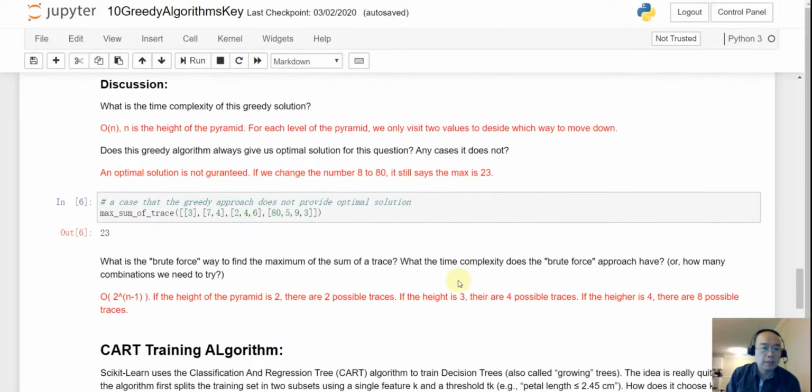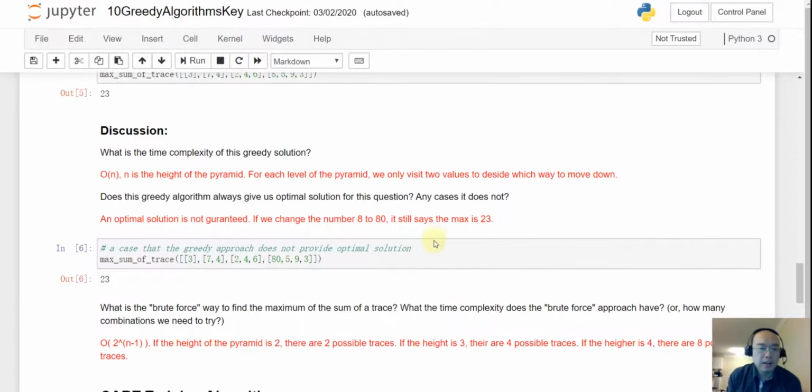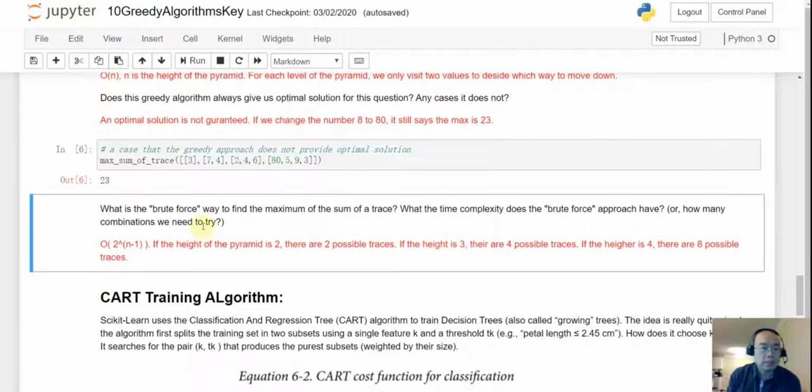So what's the time complexity of the algorithm? It is O(n) because we only need to trace down this pyramid once. However, this doesn't give us the right answer. So the next question is, what is the brute force way so that we can find the maximum of the sum from the top to the bottom?